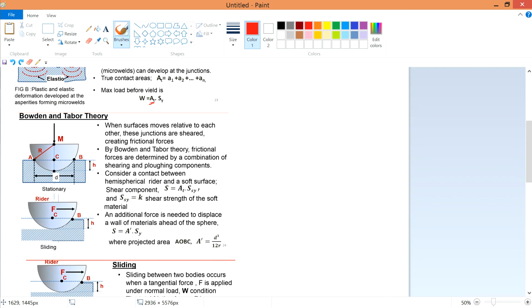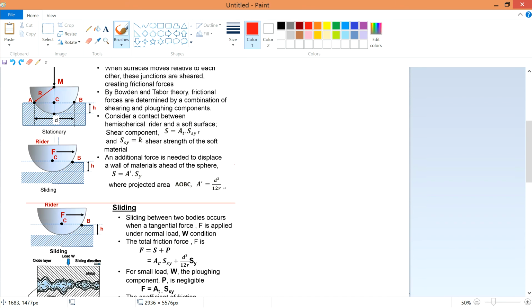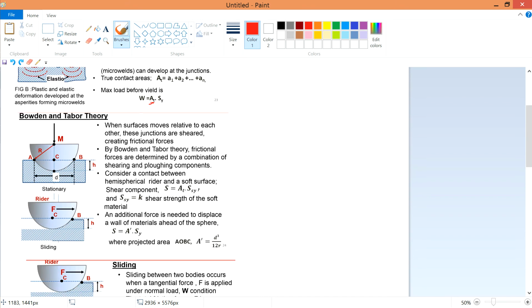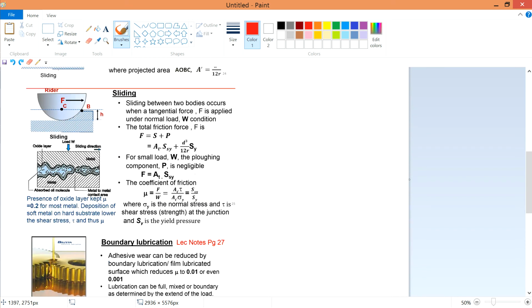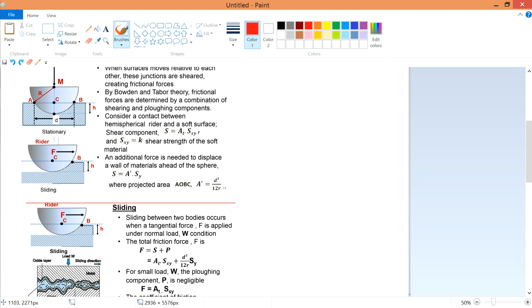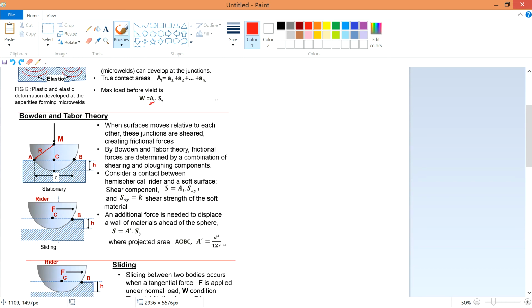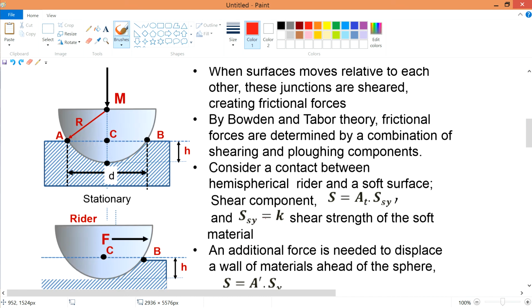But nonetheless, let's continue to the next one, where we'll talk about the Bowden and Tabor theory, where we will go into the equations. The purpose of it is to determine the coefficient of friction, or the equations to determine this coefficient, which is somewhat interesting, but I don't think I can derive it quite well. So just a warning ahead: my explanation will be bad, so be warned of that.